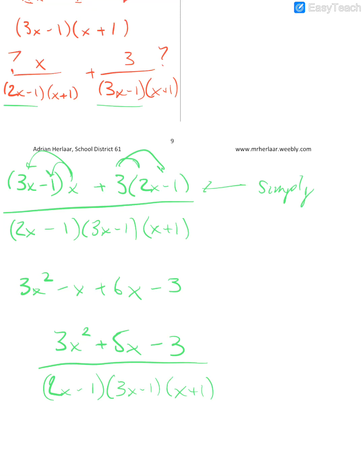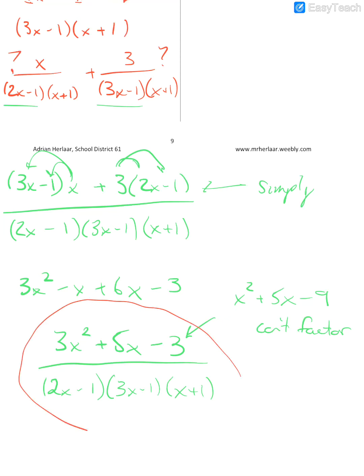So all we've got to check is, can I factor the top and see if I get one of the bottom factors? Well, if I use the AC method, this becomes x squared plus 5x minus 9. I can't factor this without using the quadratic equation. And the quadratic equation is not going to give me anything nice like what I have down in the denominator. So I'm done. And I know I'm done for that reason. Boom. All right.